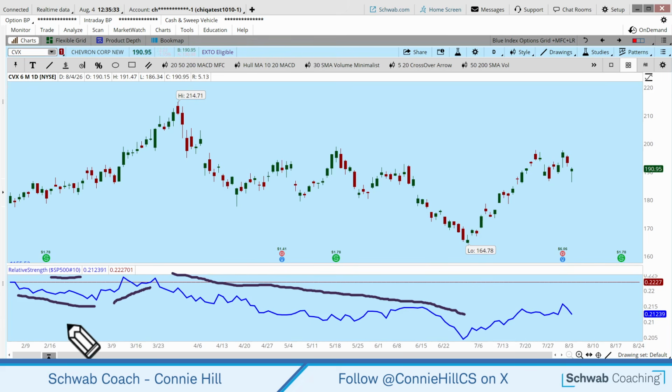All right. Now, what I hope that you get out of this is a way to use both of those studies. You might not want to use them together because it could be a little bit confusing, but just understand they have different purposes. If somebody says, hey, let's look at the relative strength of this stock, just make sure that you know if you're looking at RSI, relative strength index, or if you're looking at the relative strength that's a comparison.